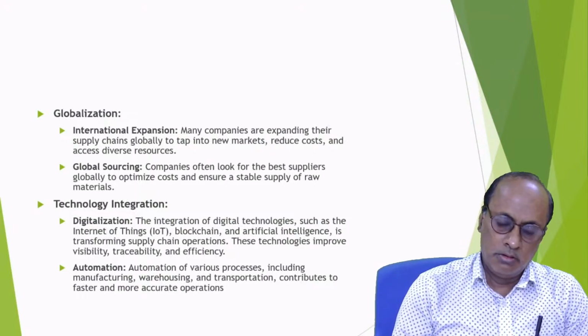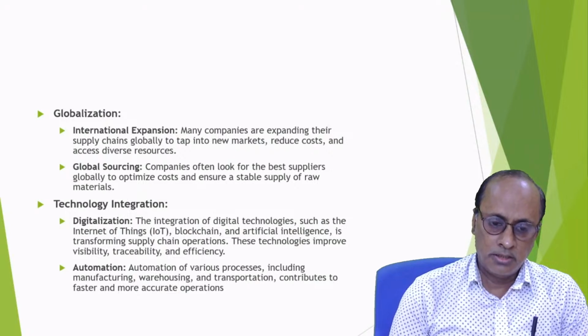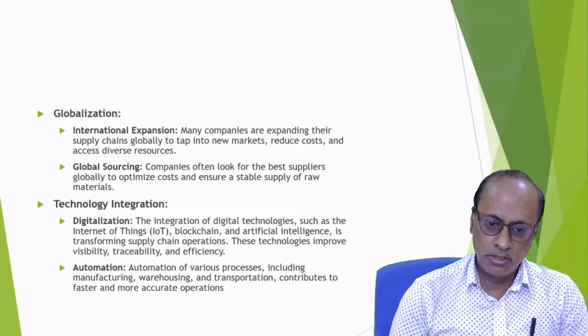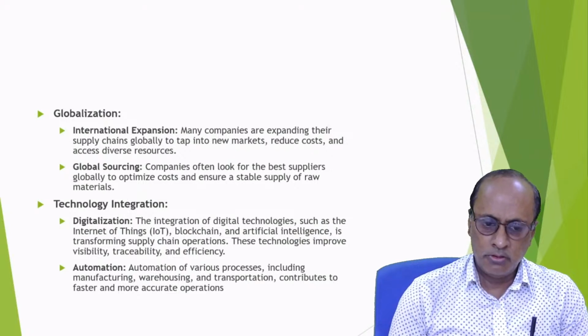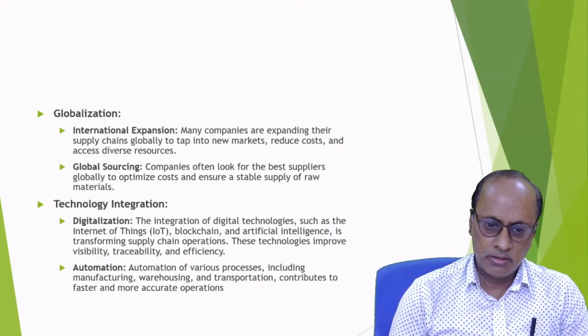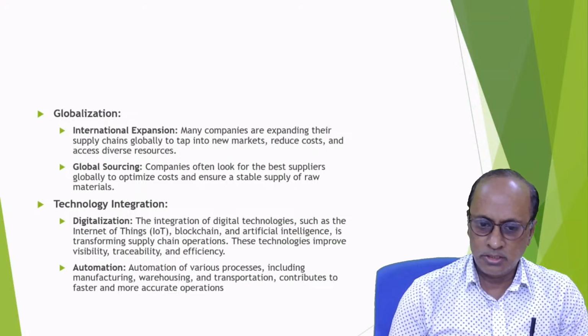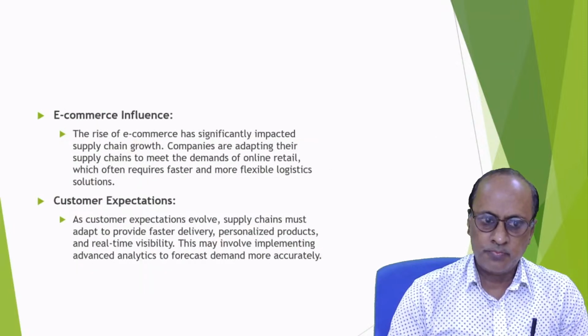So, in the last decades, supply chain has automated its processes, including manufacturing, warehousing, and transportation. Now, a lot of software is available for inventory management as well as for finding out the best route for transportation that can contribute to faster and more accurate operations.